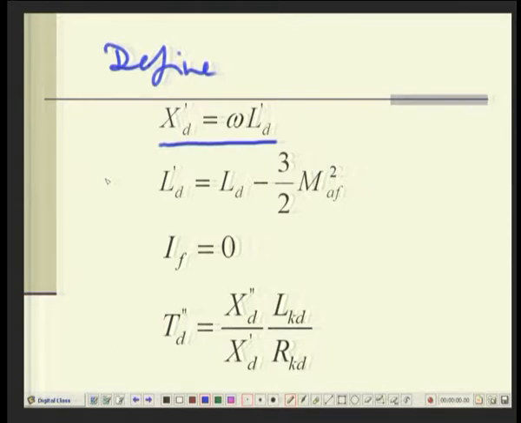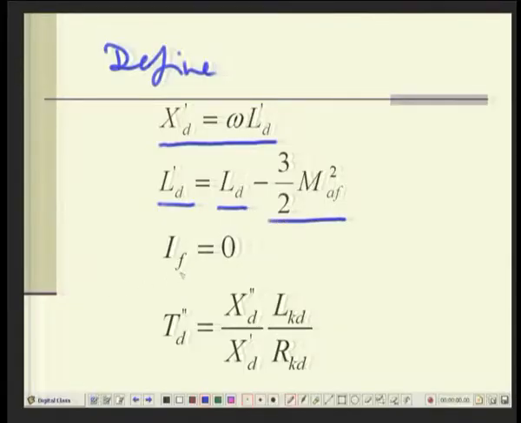Now, one thing is, if the dampers were absent, then the situation is called a transient. If dampers are present, we call it a subtransient. The effect of the damper is to create a subtransient, which dies down. So this LD dash is LD minus 3 by 2 MEF square, and of course IF is 0, and TD double dash is XT double dash times LKD by RKD.